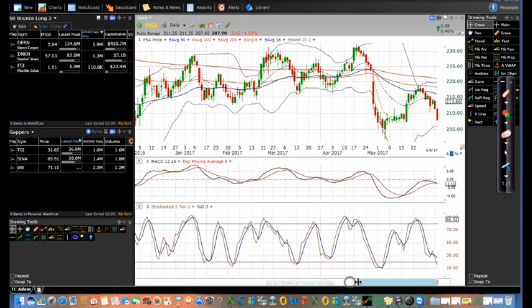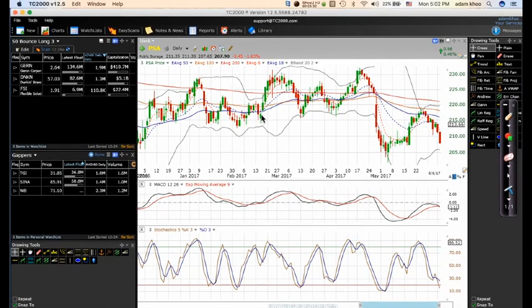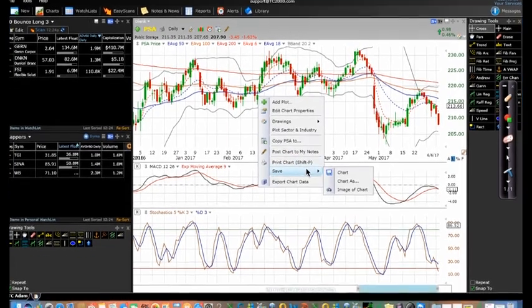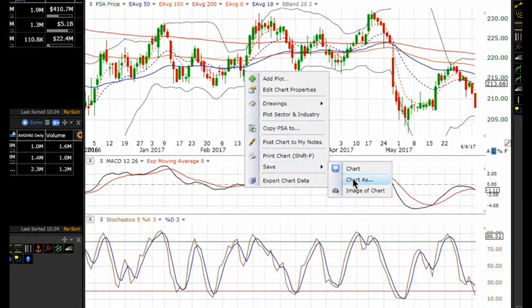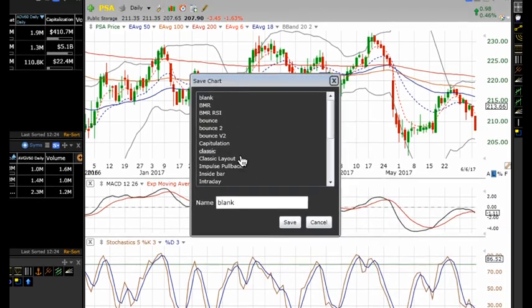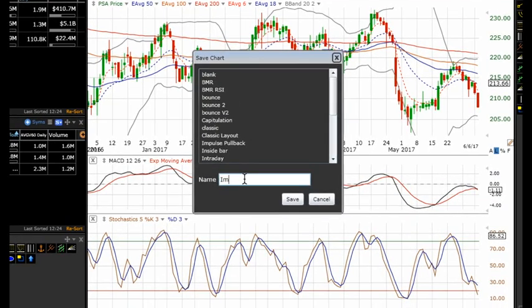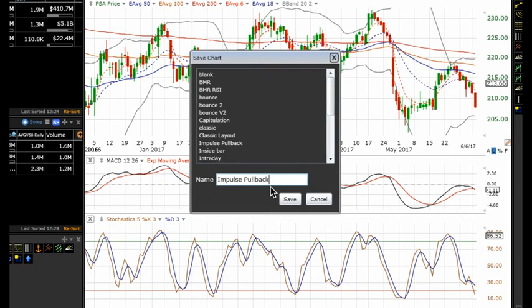So once you've got that, you can save it, right? So you can right click, save my chart as impulse pullback.